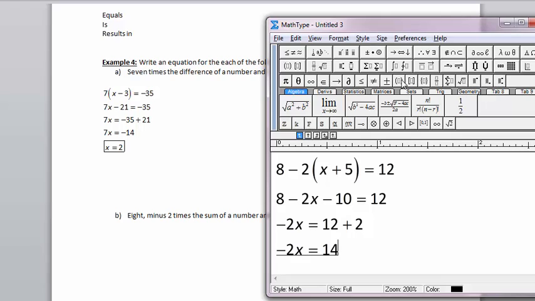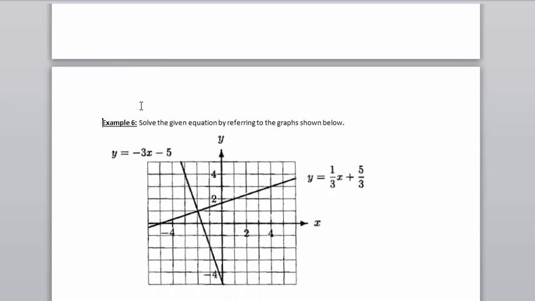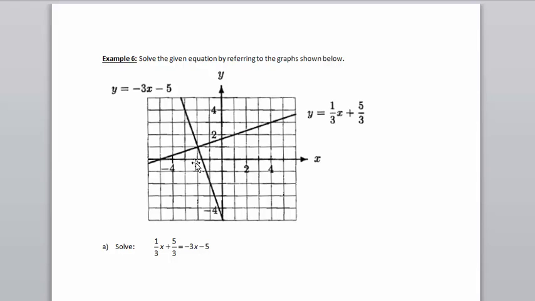Negative 2x is equal to 14, or if I divide both sides by negative 2, I'll have x equals negative 7. In example 6, we want to solve the equation by looking at the graphs. This grid has the equation y equals negative 3x minus 5 graphed, and y equals 1/3 x plus 5/3.